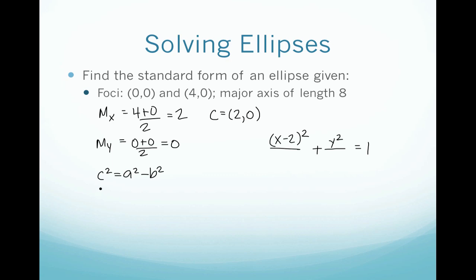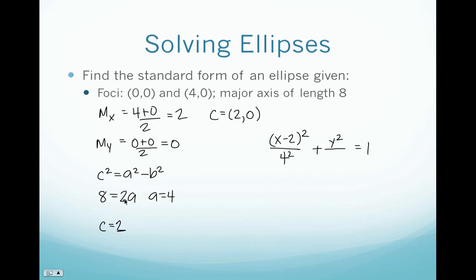Since we know the major axis has a length of 8, we know that 8 equals 2 times a. So therefore a equals 4. So over here, this is going to be 4 squared. We also can figure out our little c right here because we know the distance the focal points are from the center, and they're 2 units. So that means that c equals 2.